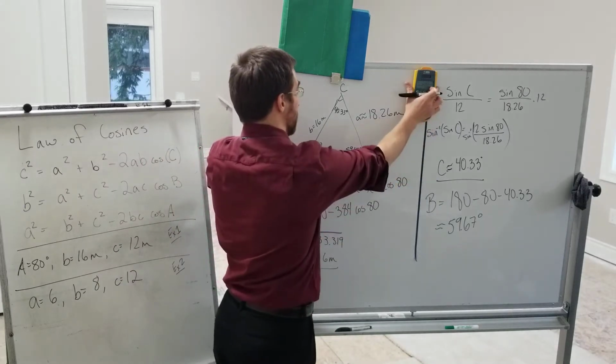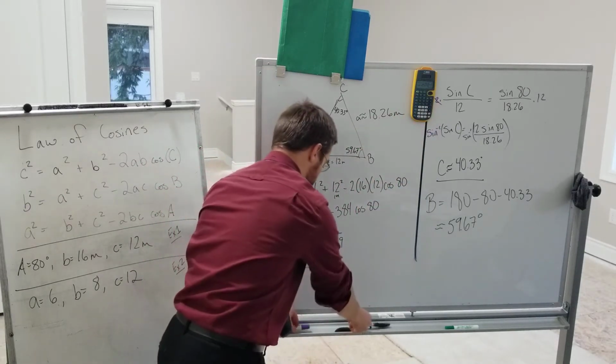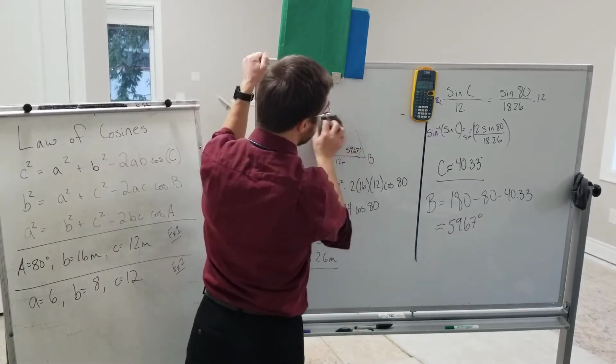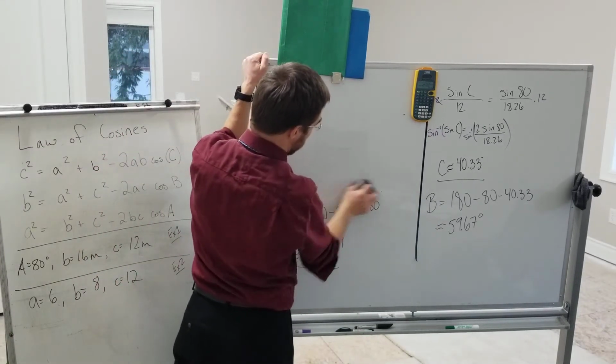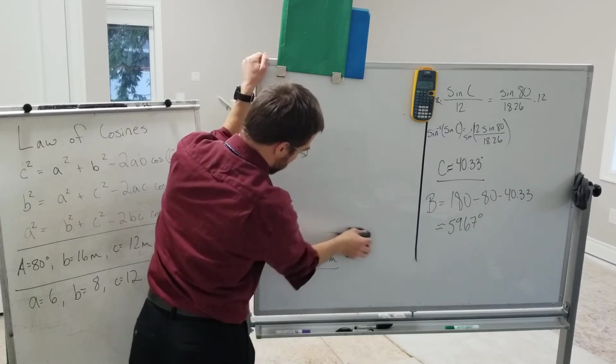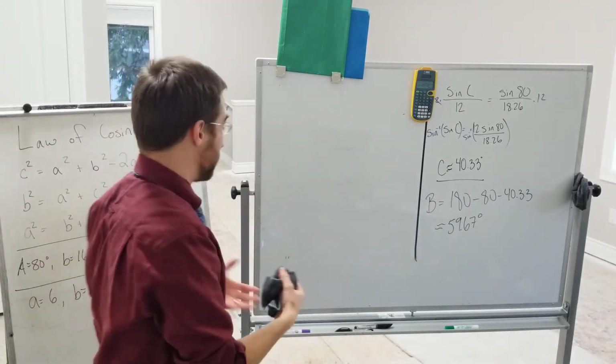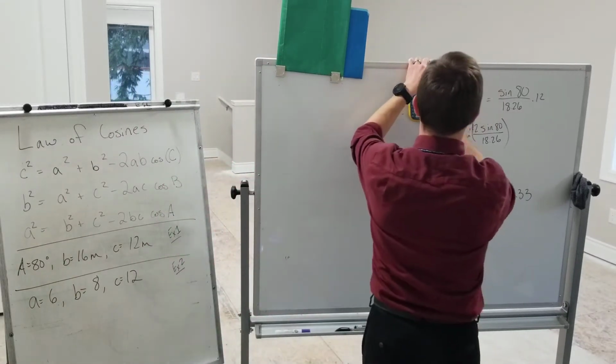All right, let's do another one. We're going to do example 2 now. So example 2, we're given 3 sides, and we're asked to solve the triangle, which means we've got to find all the angles of that triangle.